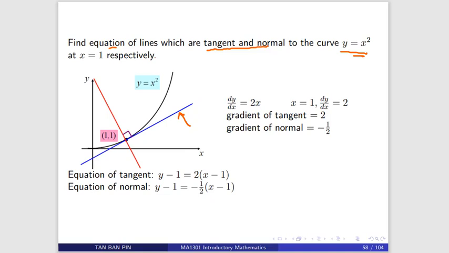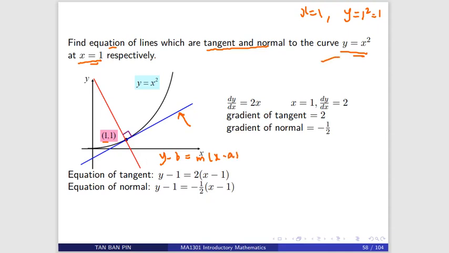The question tells you it is at x = 1. Find the equation of lines which are tangent and normal to the curve y = x squared at x = 1. When x is 1, y will be 1 squared, which is 1. So that's why you consider the point (1, 1). And then in point slope form is y - b = m(x - a).